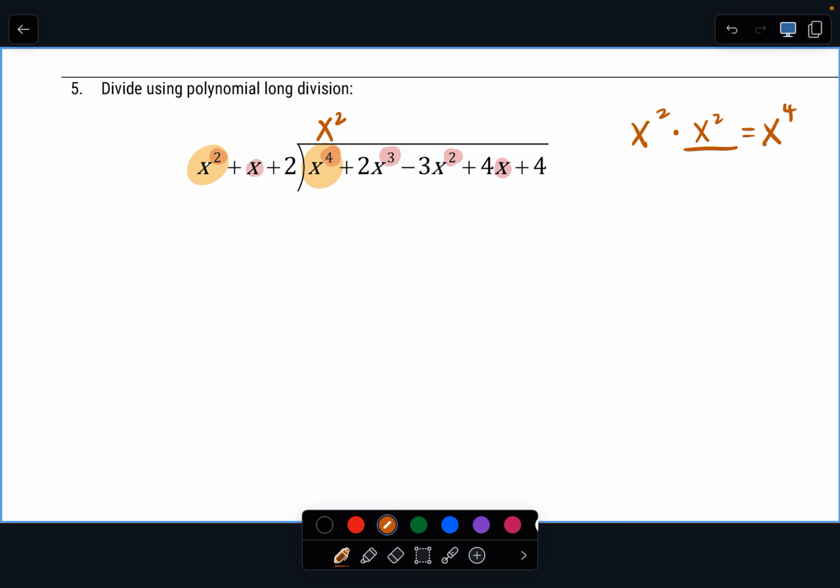Same exact steps, that x squared is going to multiply, multiply, multiply. So I'm going to have x to the 4th plus x to the 3rd plus 2x squared. And then we're going in and we are subtracting from the line above us. I, again, cannot stress enough that you need to remember you are subtracting, because that's one of the common mistakes that we see. First term should always cancel.